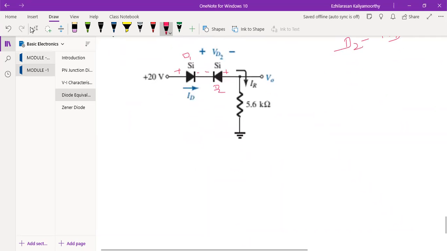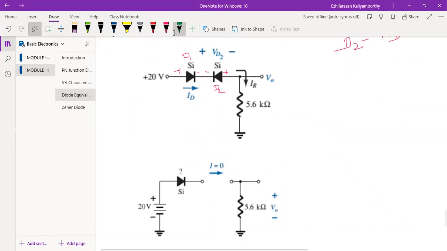Equivalent diagram. See here what we have done, the equivalent diagram we have drawn here. See here, 20 volt. This is a forward bias, so it is connected negative to negative. But here, this is a reverse bias. Forward bias means closed switch, correct? The diode 1 is a closed switch. But what about D2? It is a reverse bias, so it is an open switch. So there will not be any current. So it is open here.